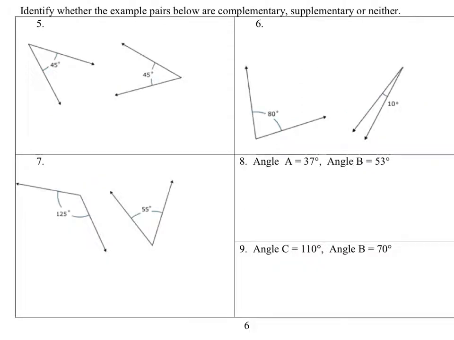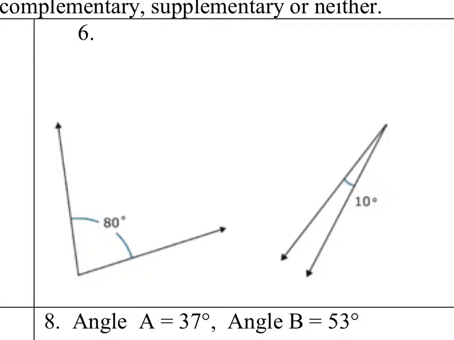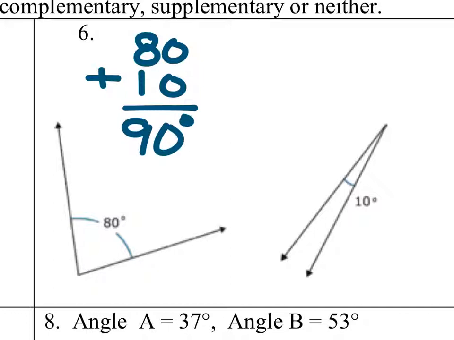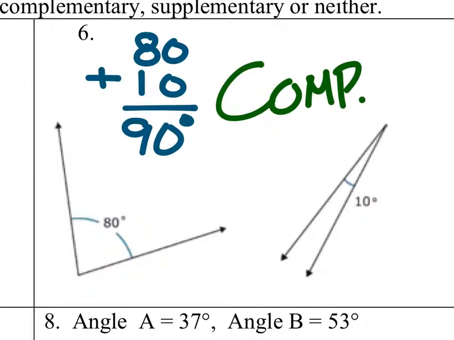Now we've got to look at these and determine if they are complementary, supplementary, or neither. So 5, if I took these two angles together, what type of relationship would I have? Comp. Very good. This one would be comp. 6, this one, number 6. We have two angles, and if I add these together, 80 plus 10, we get 90 degrees. So what type of relationship is that? Complementary.